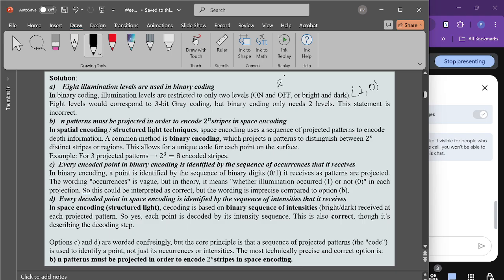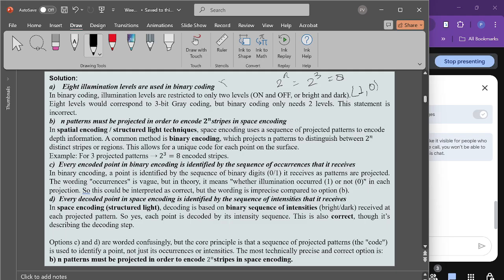2 to the power n, right? For 8 labels, 2 to the power 3 is equal to 8. But here in binary coding, we need only 2 labels. So 8 illumination labels are not used in binary coding; only 2 labels are required. So this statement is incorrect.